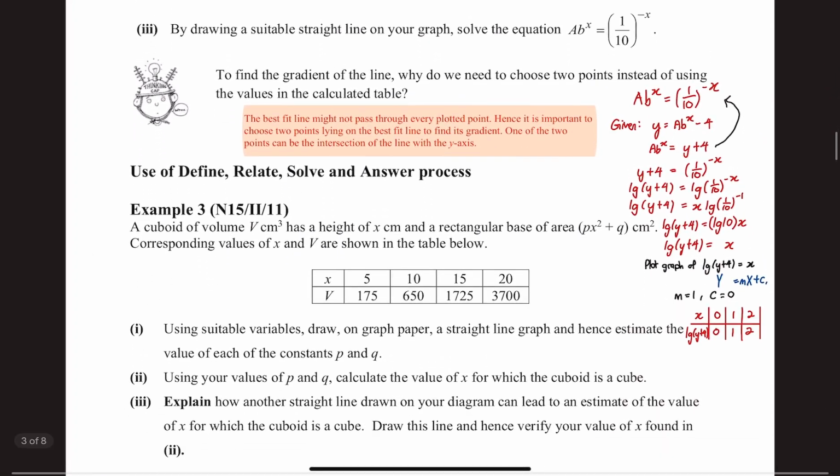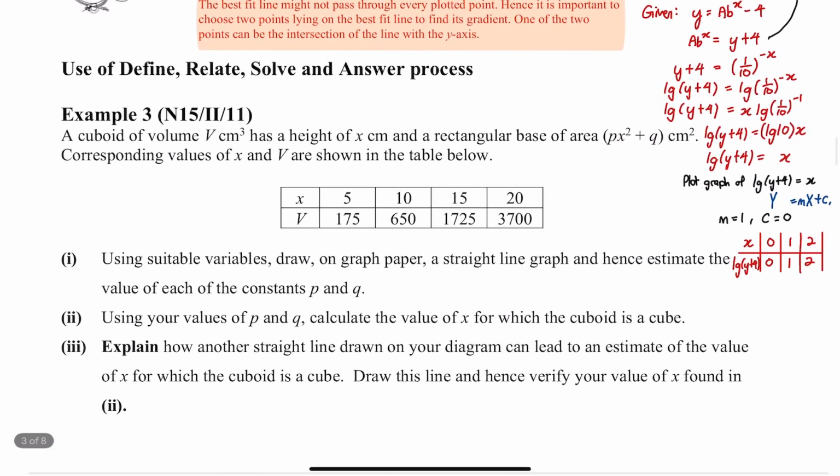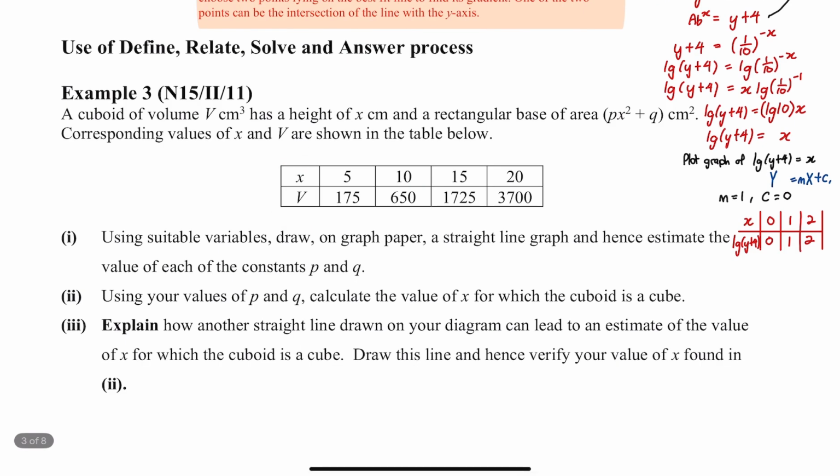Alright, so now let's look at example 3. A cuboid of volume V has the height x cm and a base of this. And the corresponding values of volume and height is given by this table here. By using suitable variables, on the graph paper, draw a straight line graph that can link this.